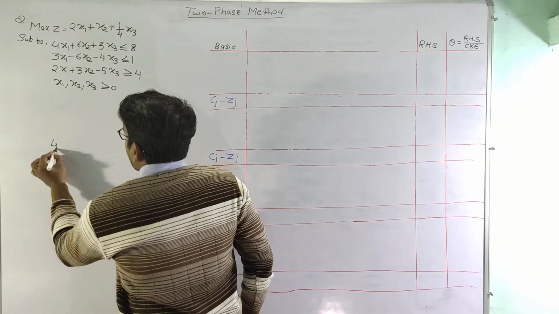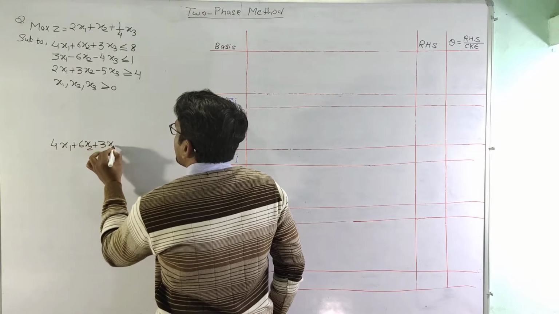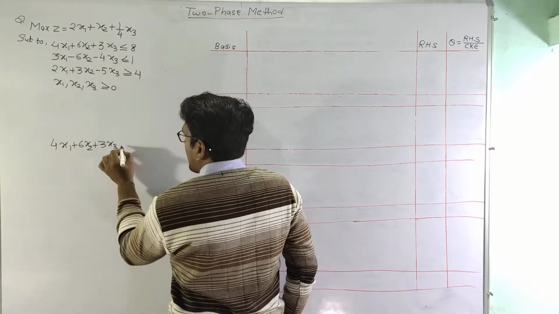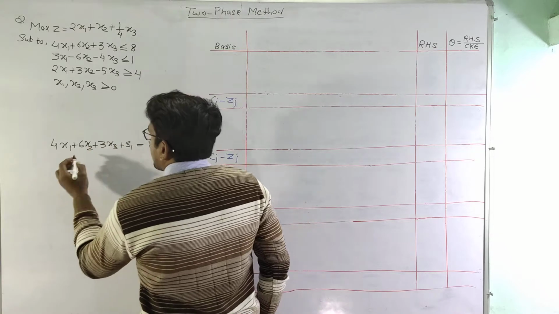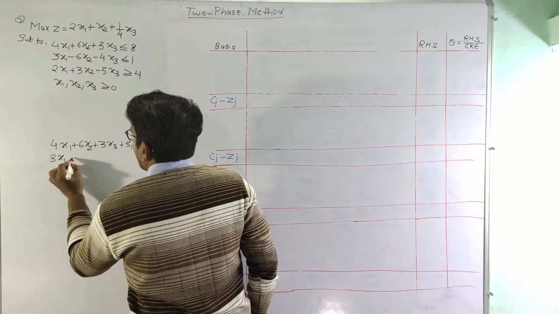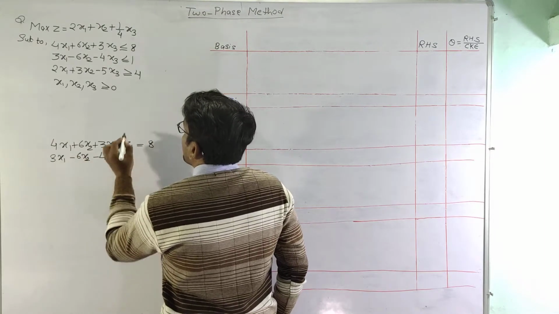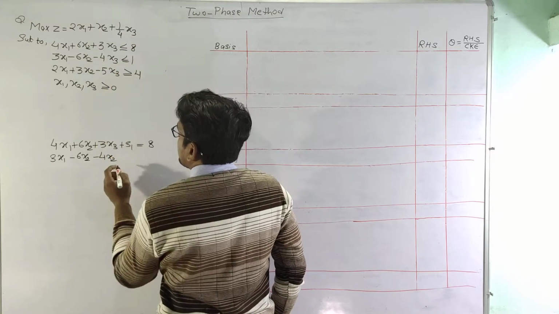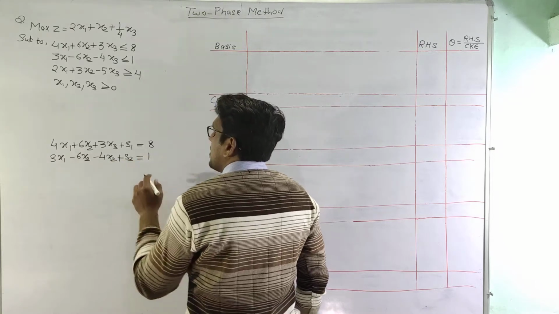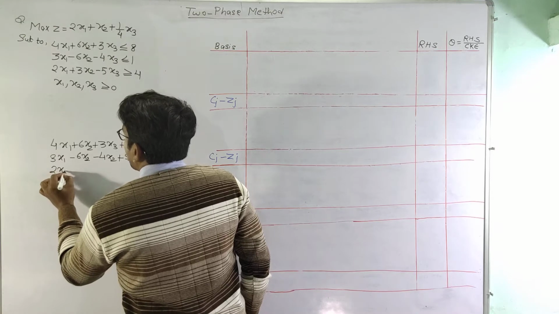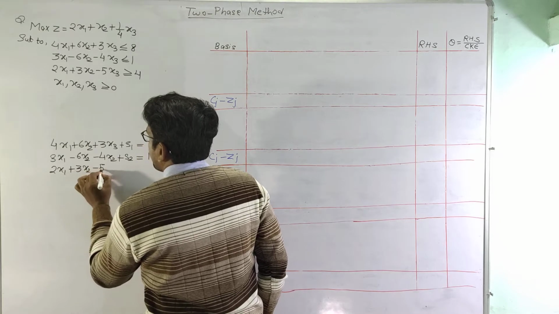So it is 4x1 plus 6x2 plus 3x3. This is less than or equal to sign, that means we need to add a slack variable here. So s1 will be the slack variable, equal to 8, and the second constraint 3x1 minus 6x2 minus 4x3. Here also we have less than or equal to sign, that means we need to add a slack variable again. So plus s2 equal to 1, and the third constraint is 2x1 plus 3x2 minus 5x3.